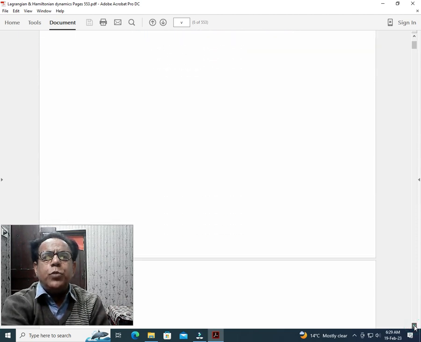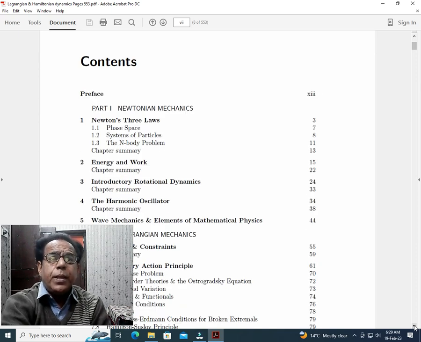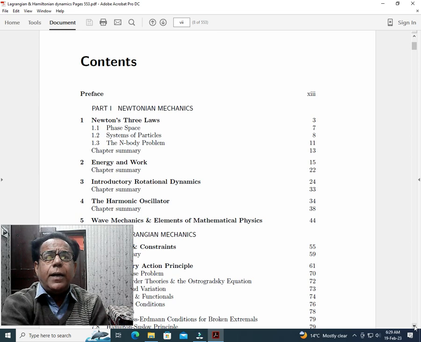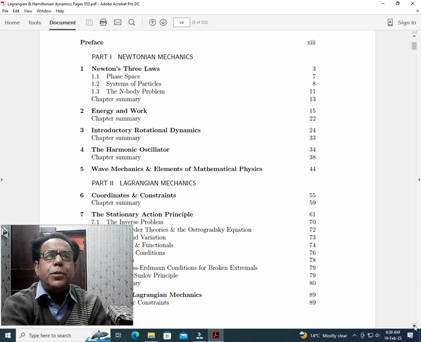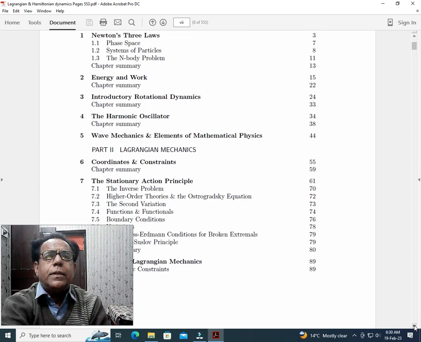Now we move to its contents. Its part 1 is regarding Newtonian mechanics, in which chapter number 1 is Newton's 3 laws. Chapter number 2 is energy and work. Chapter number 3 is introductory rotational dynamics. Chapter number 4 is the harmonic oscillator. Chapter number 5 is wave mechanics and elements of mathematical physics.